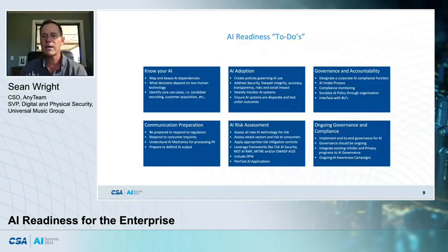Governance and accountability, design a corporate AI compliance function. So again, this goes back to having some apparatus in your organization that can continually govern and assess whether or not the controls are working effectively. It's some sort of an organization that has the visibility around the risks and can monitor those effectively. But having that in place is a critical element, not just for AI, but for a lot of things that a company may do from a risk perspective. And this is probably something that is already in place at most organizations.